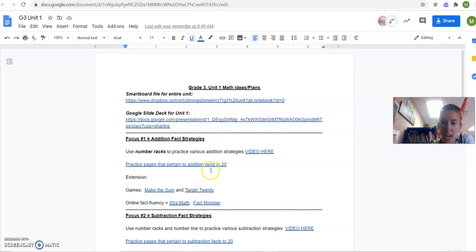It's all in one document if you like it better that way. And focus number one is addition fact strategies. So for example, what could you do with that? Well, you could use the number racks to practice these addition strategies that they saw in second grade, and some of them in first grade, and some in kindergarten. So they've been working on addition fact fluency for 3 years.